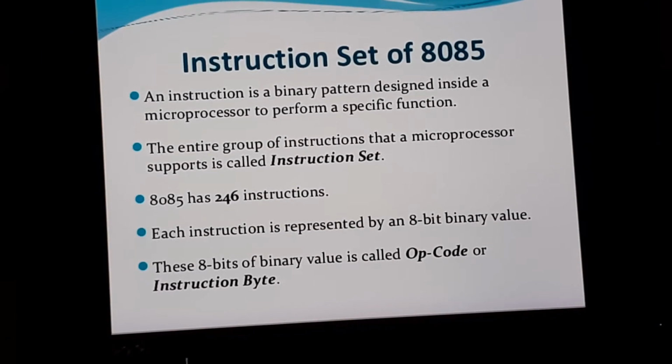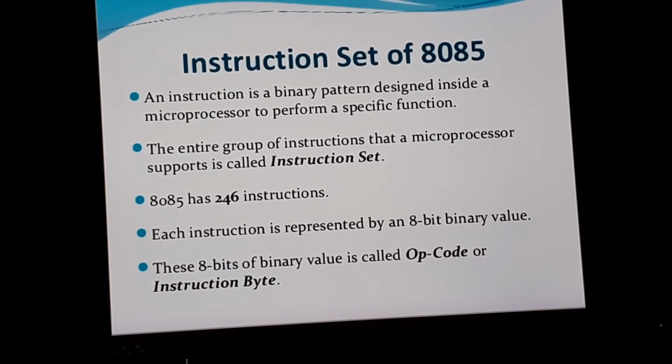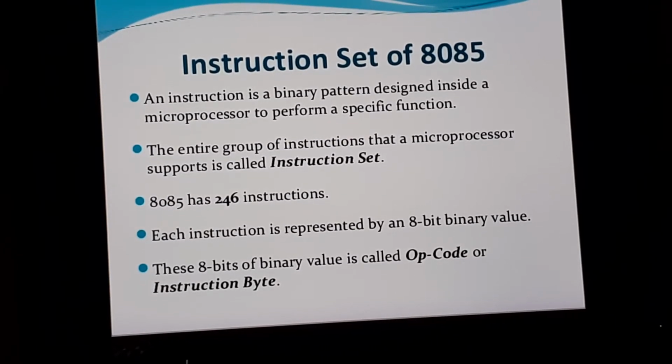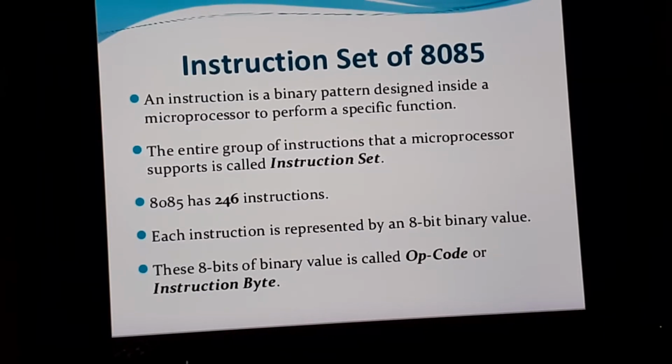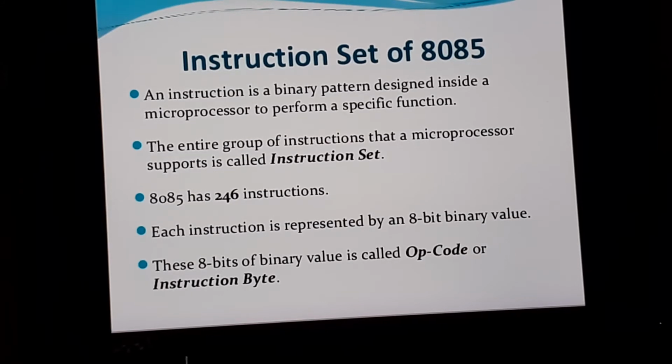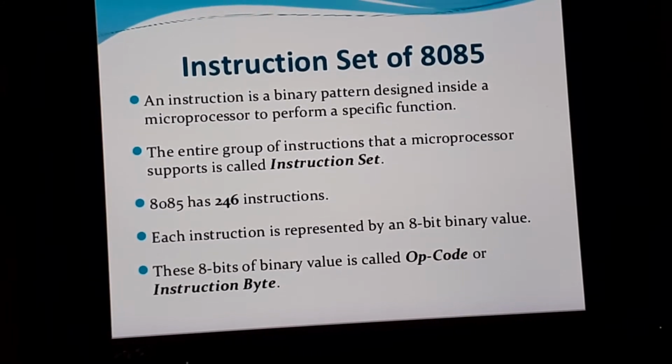The very first slide in this chapter is instruction set. The chapter name itself is instruction set of 8085. So what do you mean by instructions? In the last chapter I told you that we'll be seeing instructions in the next chapter, so today we'll start with this chapter. What do you mean by instruction?